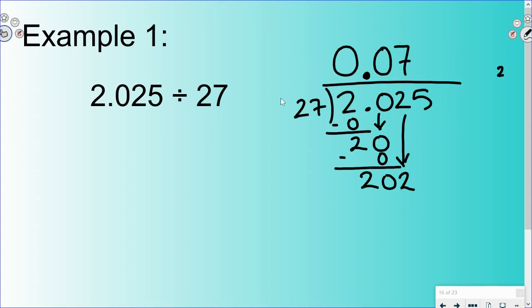If you have to go to the side, you're always welcome to go to the side to do your multiplication. 7 times 7 is 49, carrying the 4. 7 times 2 plus 4 would be 18.